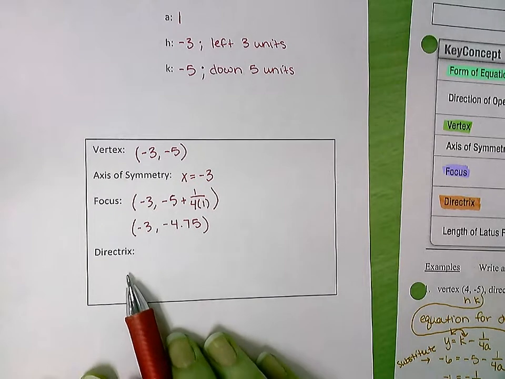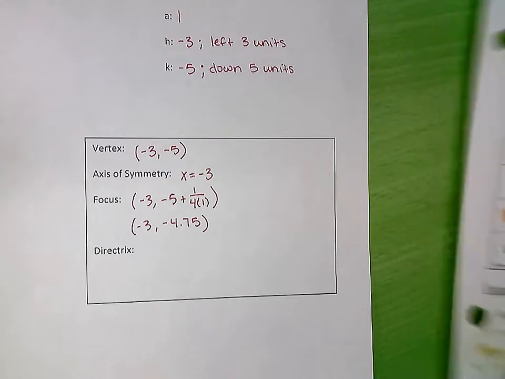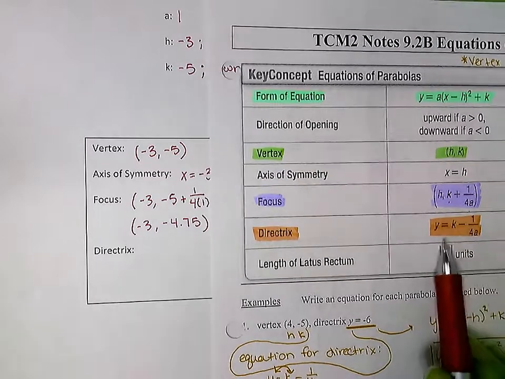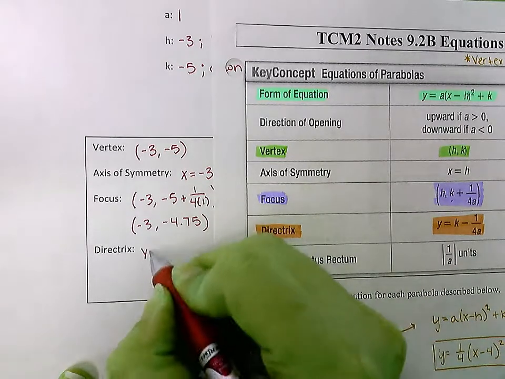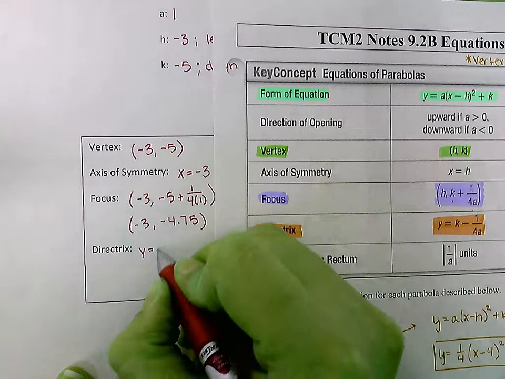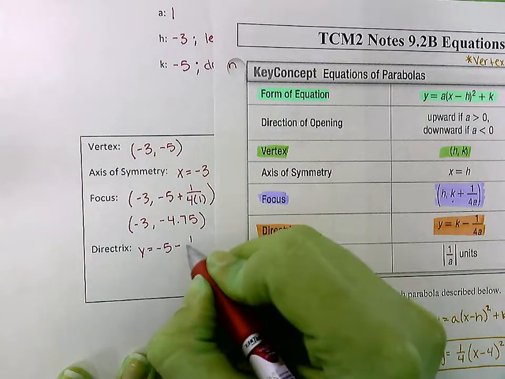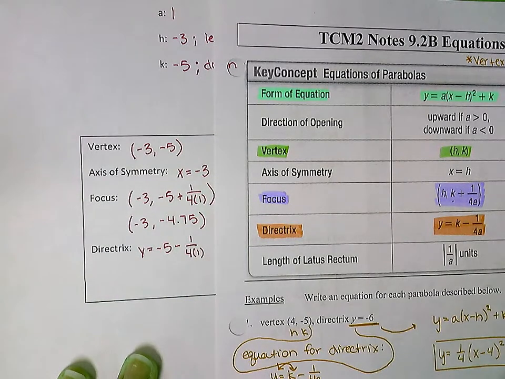All right. Last one here is the directrix. Again, I'm using my chart. Directrix is this formula here. So we have y equals our k value. Our k value is -5 minus 1 over 4 times our a value, which was 1.